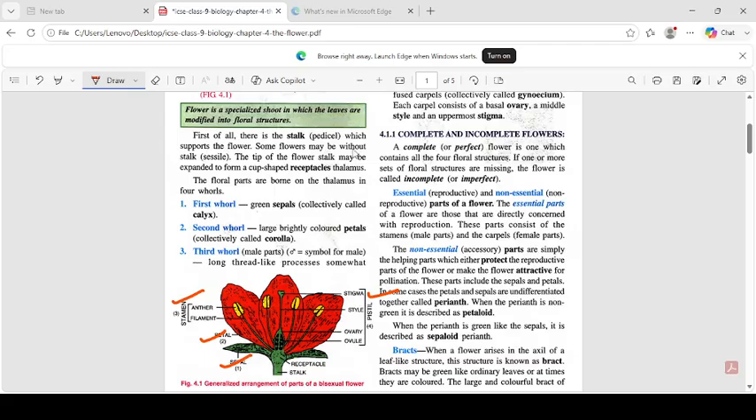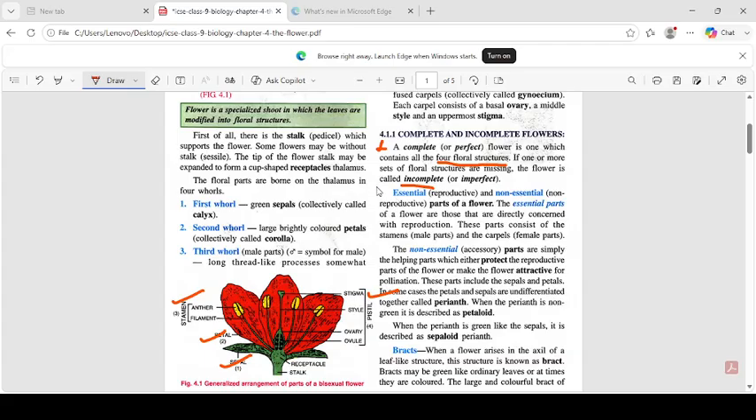First, start with the first definition as given in the book: what do we understand by a complete flower. So a complete flower is something which is having all the four whorls together. If a flower consists of all the four whorls together, that flower is called a complete flower. And if any of the whorls is missing out of these four, that is called an incomplete flower. Don't be confused with incomplete and imperfect. I'll discuss imperfect later on.